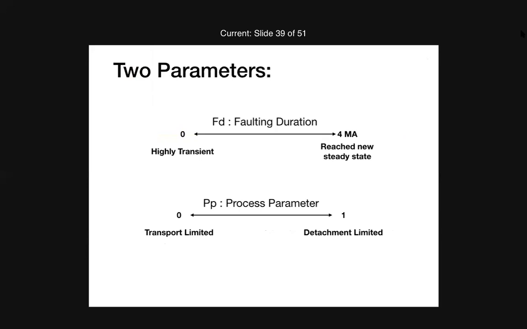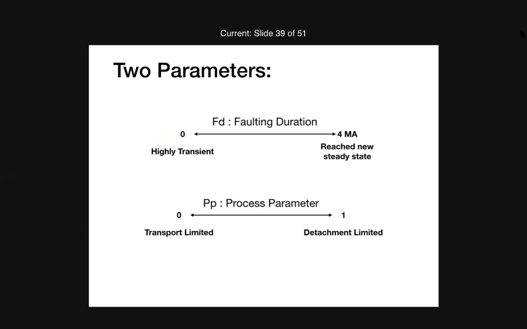And then I created a parameter which I'm calling the process parameter, and it controls both the fraction of fine sediment that once detached is permanently detached and removed from the system, as well as the production rate of the other component, the exponentially decaying production of transportable material. When this parameter has a value of 0, the system is fully transport limited, and when it's a value of 1, it's detachment limited. And for each possible value of this process parameter, I set the rock and sediment erodibility such that the steady state slope area relationship is exactly the same.